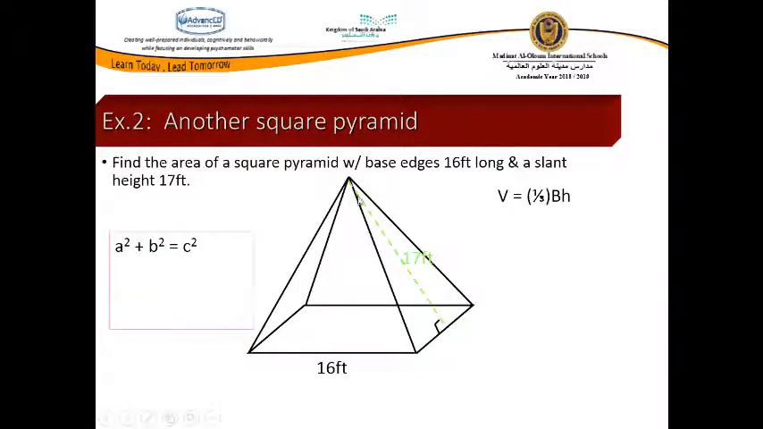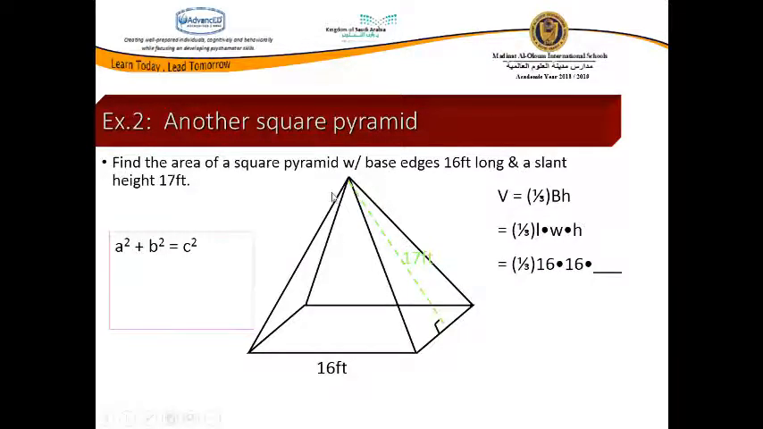Find the volume of a square pyramid with base edges 16 feet long and slant height 17 feet. Here we don't have the height of the pyramid. Let's at first write the given information. Here volume equals one third base area multiplied by height, and the base, according to the given, is a square. Then one third, base area of the square 16 multiplied by 16, then multiplied by the height of the pyramid.